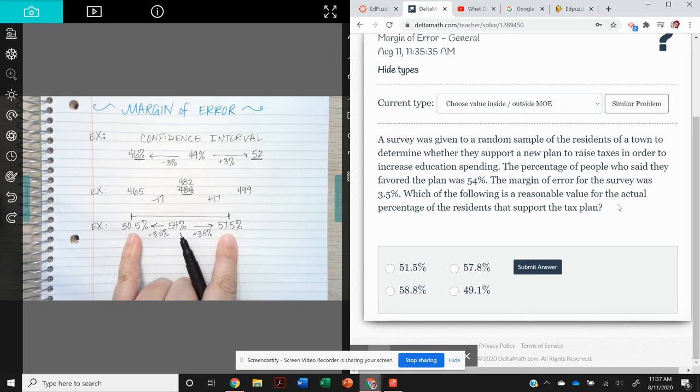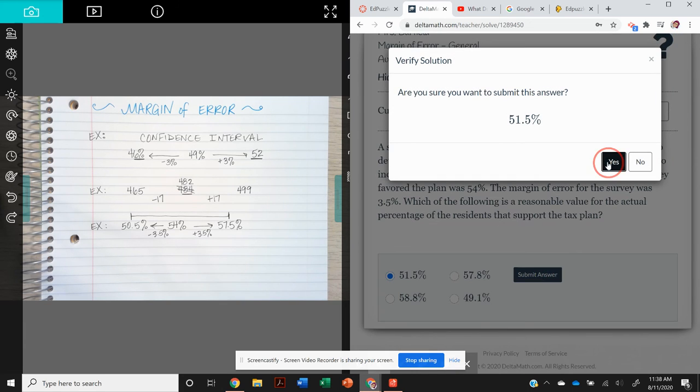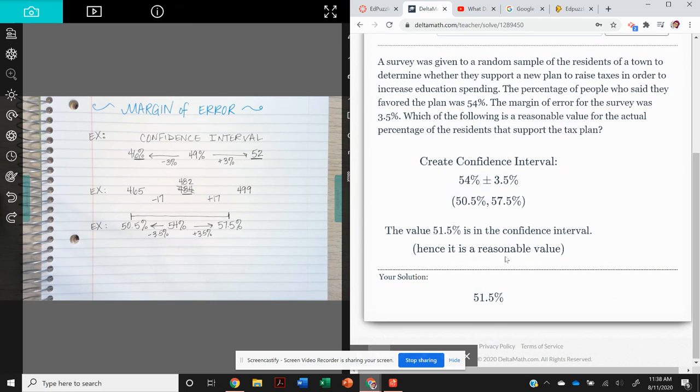It says, which of the following is a reasonable value for the actual percentage of residents that support the tax plan? Well, it's going to be that value that should be inside that confidence interval. Remember, you can go back and tell the mayor that so many people like you. We know that the percentage of people was 54%, but we also have to know that there's that error. All right, so let's see how we did. Yes, look at that. Same thing, we created that confidence interval, and that was the only value in the confidence interval.